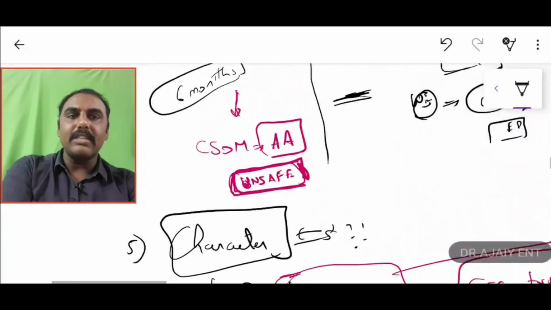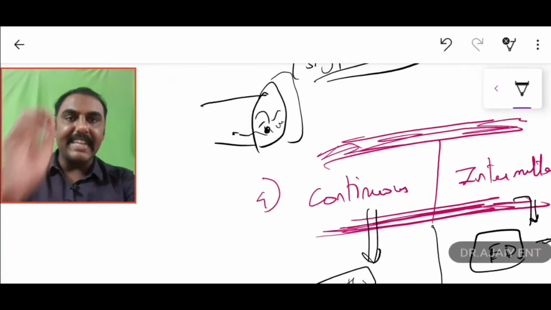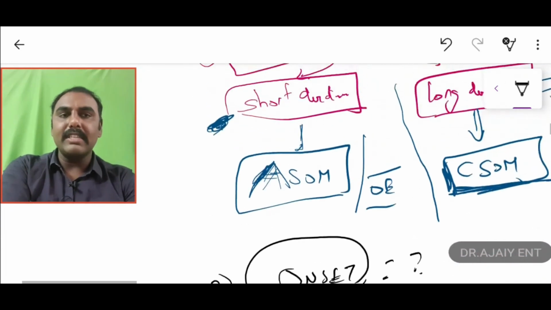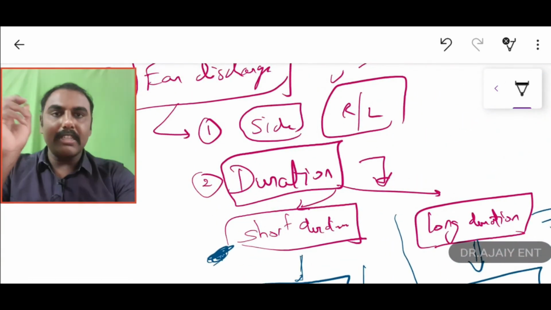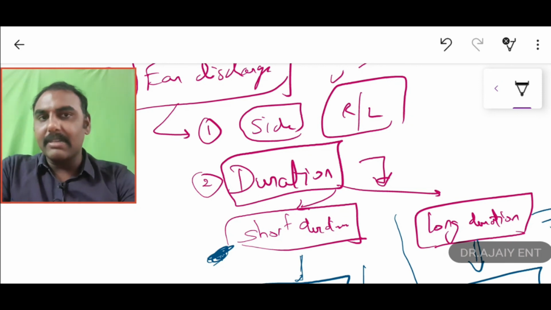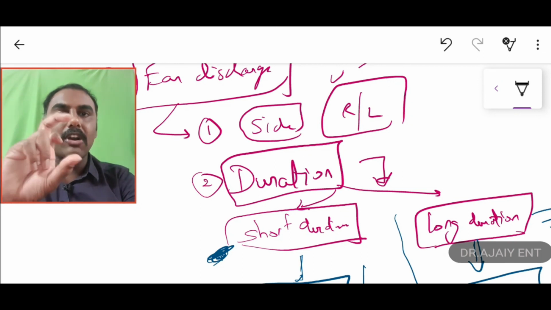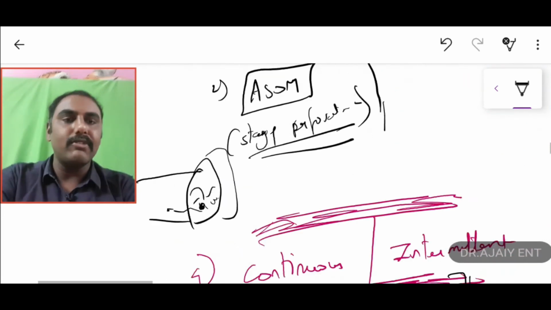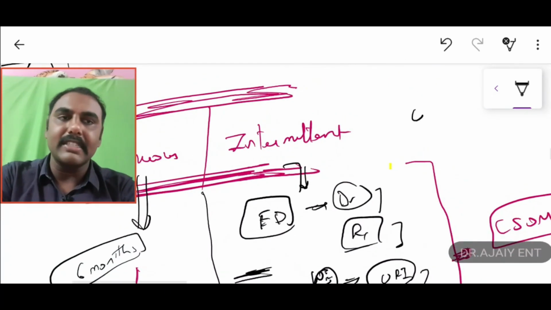We need to start with the type of the, which side the ear discharge is there. Okay, and then what is the duration, how long it is present. Again, I said continuous or intermittent. The word you can say is on and off. On and off stands for intermittent ear discharge.